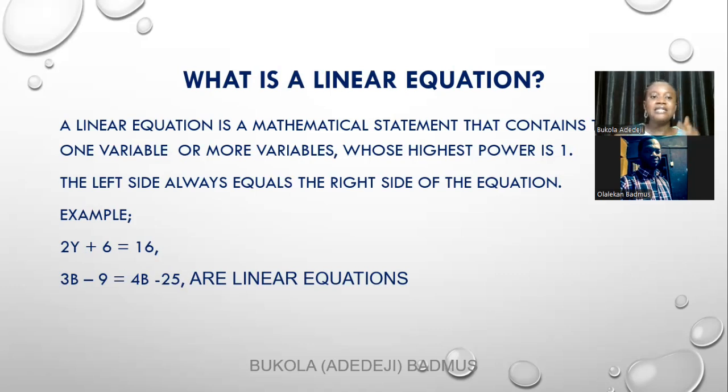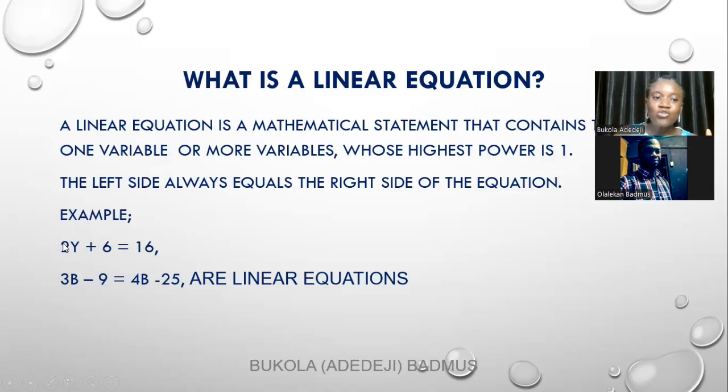If you look at this mathematical statement, 2y plus 6 equals 16, you will see that we have just one variable y, and the highest power is 1. Look at the y. What's the highest power there? It is 1. You can't find this y having a power of 2. The highest power is 1. So that's a linear equation.